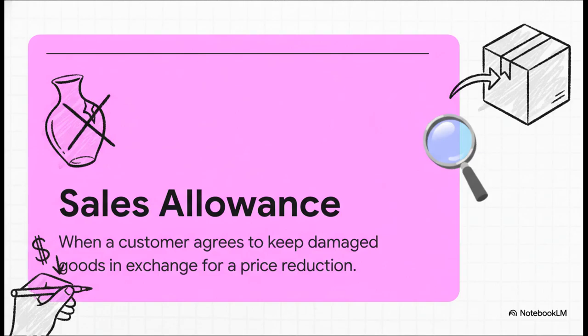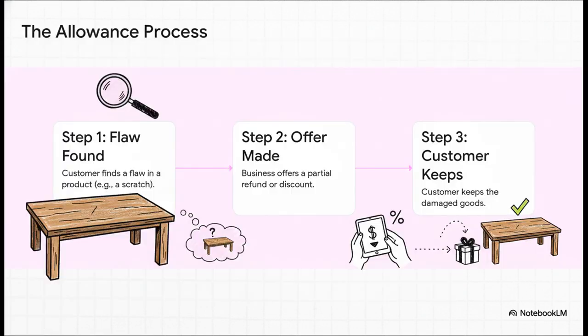Now, a sales allowance is a completely different kind of deal. This happens when a business offers you a price reduction, a partial refund, and in exchange, you agree to keep the product, even with its flaws. The key here is that the item never, ever goes back to them. Let's walk through a classic example to make this crystal clear.